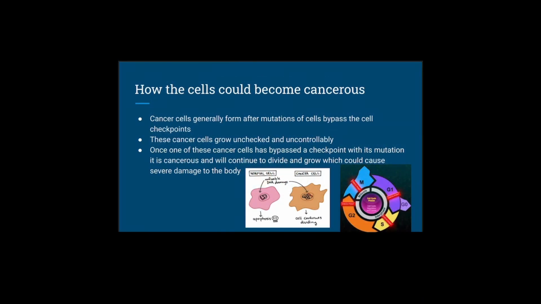How the cells could become cancerous. Cancer cells generally form after mutations of the cells bypass the cell checkpoints. These cancer cells grow unchecked and uncontrollably. Once one of these cancer cells has bypassed a checkpoint with its mutation, it is cancerous and will continue to divide and grow, which could cause severe damage to the body.